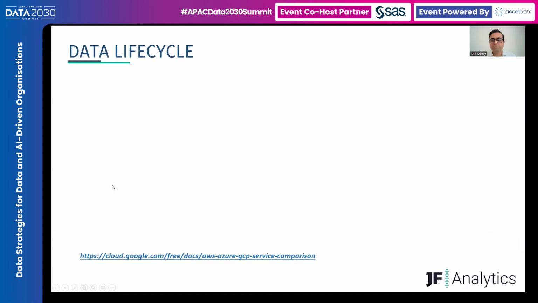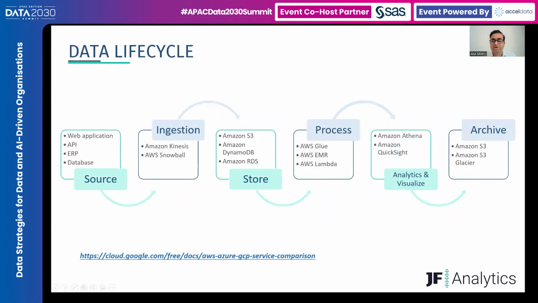So data is the most valuable asset for any organization, and data is always growing. Extracting more value from this data is the objective of the organization. It can be achieved by data lifecycle management. Data is generated from the source, and it moves through different stages like ingestion, storing, processing, analyzing, and visualizing to provide output that can help in the decision-making process.